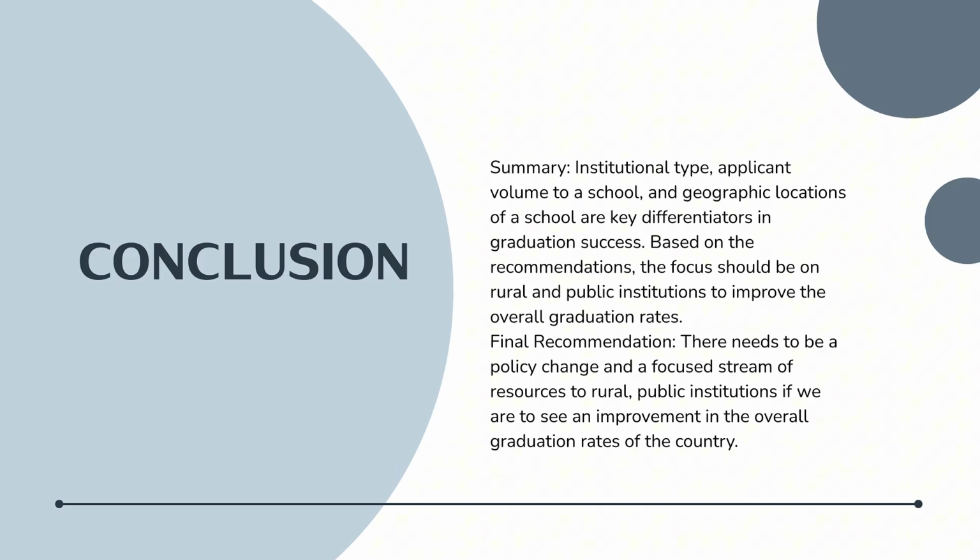Our final recommendation is that policy changes and targeted resource allocation are needed, particularly for rural public universities, by increasing funding for student support services, improving access to digital resources, and strengthening retention programs. These institutions can help close the graduation gap. Overall, addressing these disparities is essential if we want to see meaningful improvements in graduation rates nationwide.